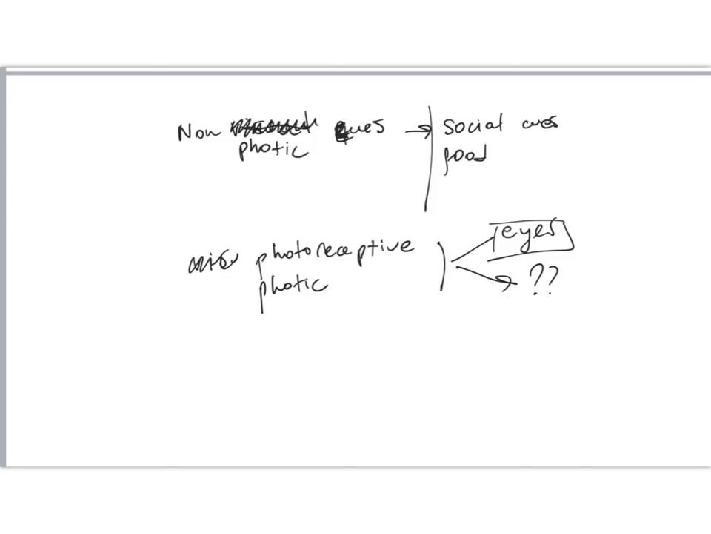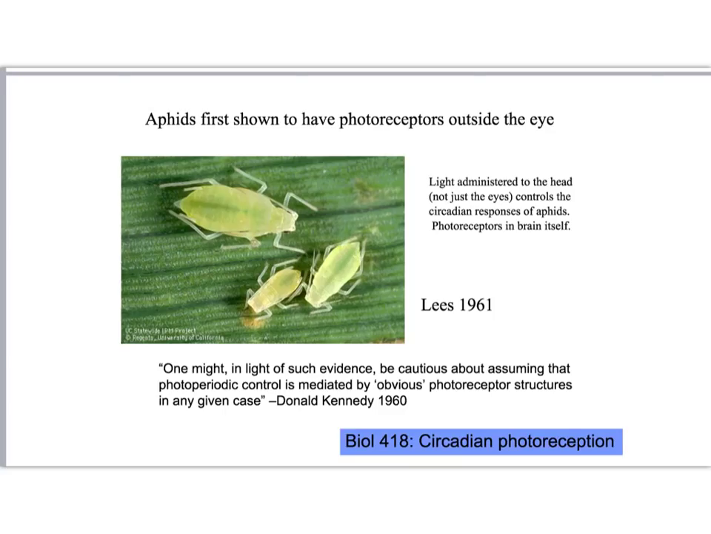Okay, so let's see a little bit of history of examples that indeed demonstrate that light doesn't necessarily need to go through the eyes. This very old paper from 1961 was working with aphids. Aphids are these insects that suck up the sugars from plants, and basically they can be entrained even if you shine light outside of the eyes.